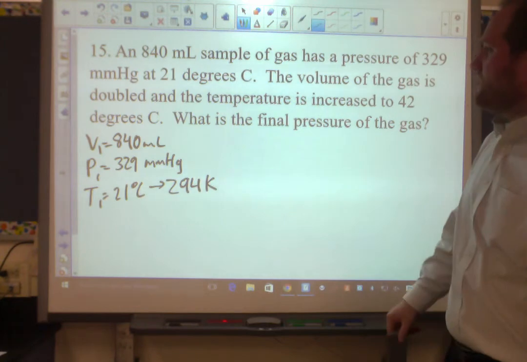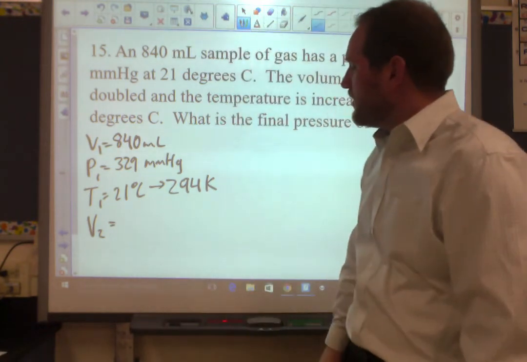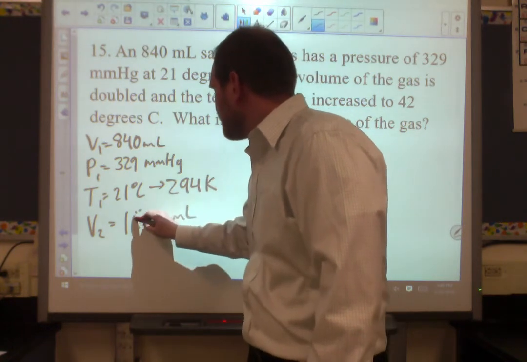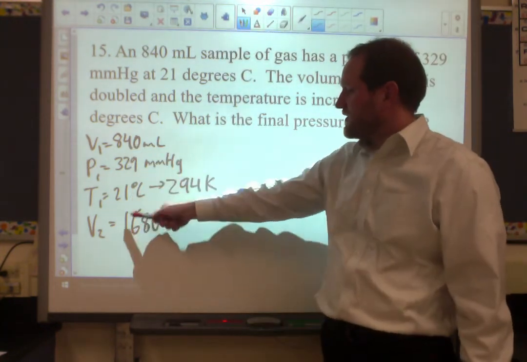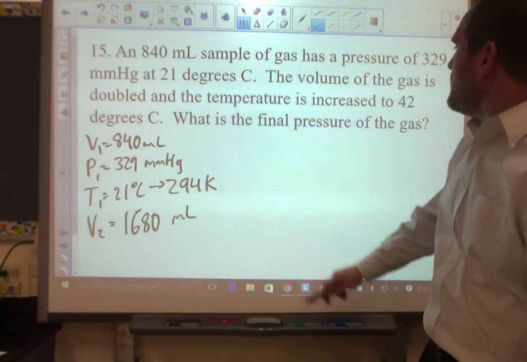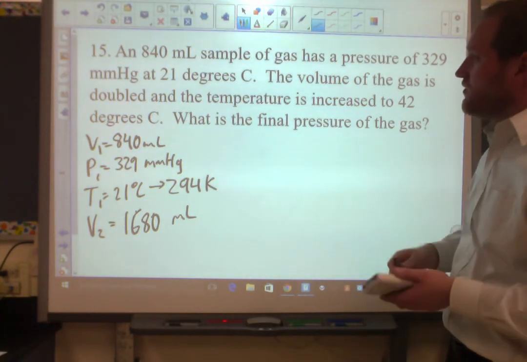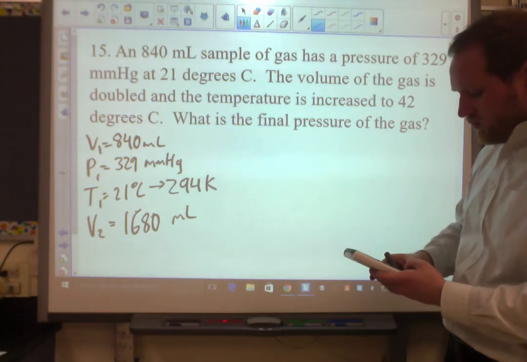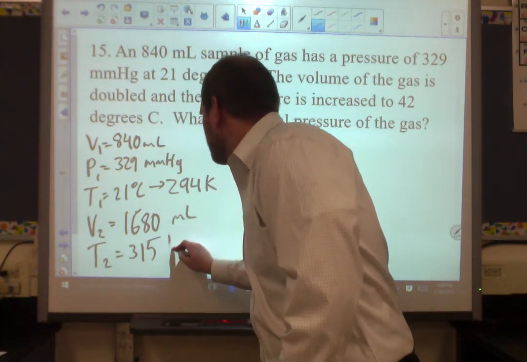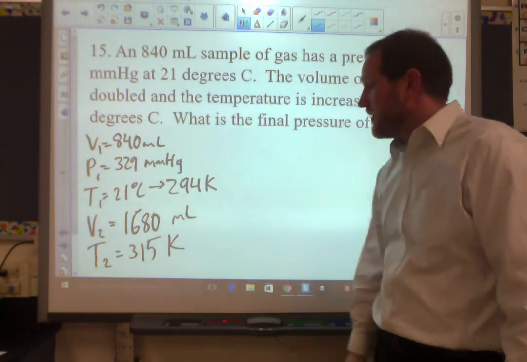The volume of the gas is doubled. So let's double that. V2 goes from 840 to 1680 milliliters. If I really want to be technical with my 2 sig figs, I'd call it 1700, but we'll deal with sig figs at the end. The temperature is increased to 42 degrees Celsius. Again, it looks like I doubled it, but I didn't, because in Celsius we don't really double it, only in Kelvin. So T2 is 42 plus 273, which is 315. You went from 294 to 315, so you only increased the heat by a tiny sliver.